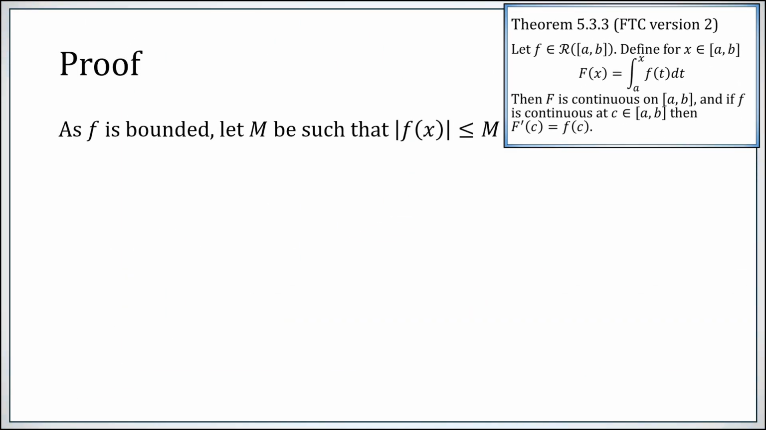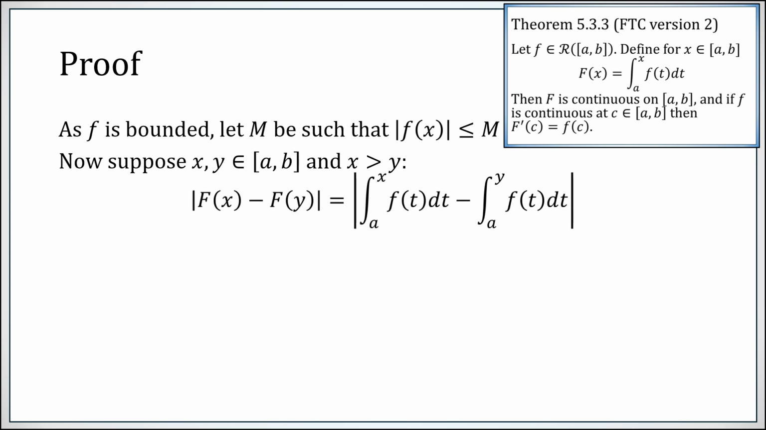Okay. The function little f was assumed to be Riemann integrable, so it has to be bounded. So let's let capital M be an upper bound on the absolute value of f. Now suppose that x and y are 2 points in the interval. Let's let x be larger than y. Then the absolute value of F of x minus F of y is simply equal to the integral from a to x minus the integral from a to y.